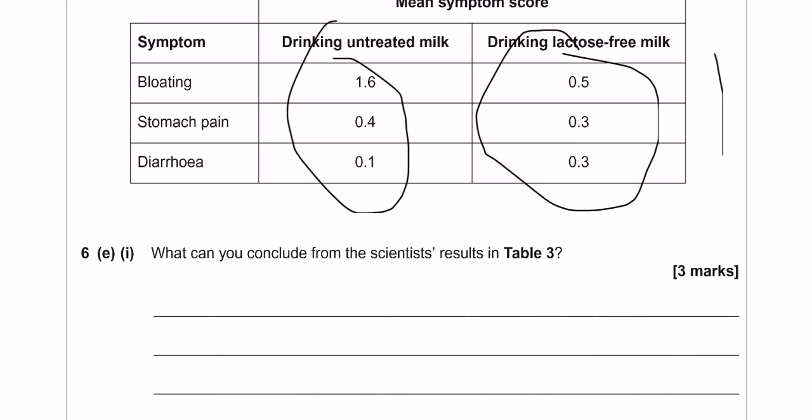Okay, well, this answer, you could use some of the data, that's fine, but you obviously want to talk about the bloating, you want to talk about the diarrhea and the pain, but that won't get you the full 3 marks. Okay, so the first thing is drinking milk causes bloating. You could say it causes a little bloating, maybe a bit more with untreated milk, and then drinking untreated milk has little or no effect on pain or diarrhea. So again, there's very small effects. You see, if you look at the figures for diarrhea, it's 0.1, whereas it's 0.3 for lactose-free milk. So those would get you the 2 marks.